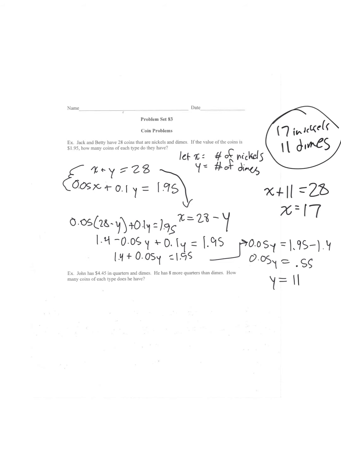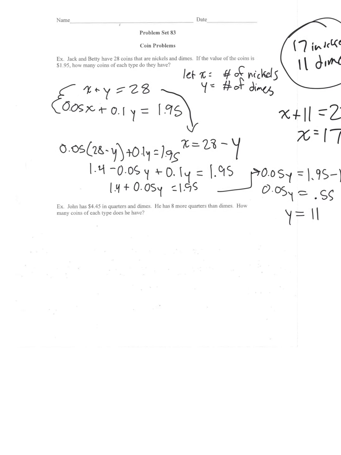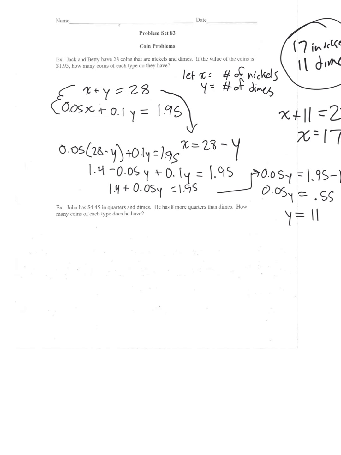Okay, so let's look at the second example. And by the way, for that first one, you could totally have used elimination as well, and you would have been able to get the same result. John has $4.45 in quarters and dimes. He has 8 more quarters than dimes. How many coins of each type does he have?